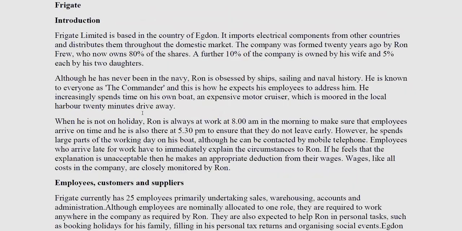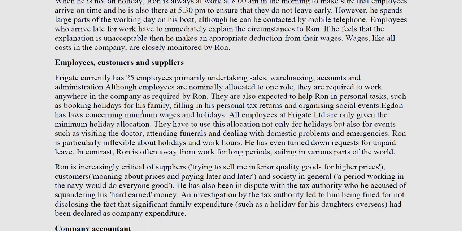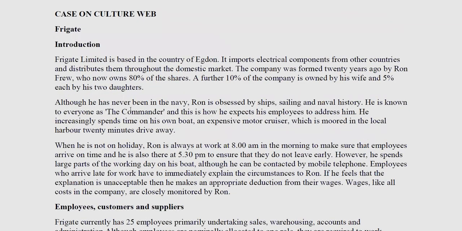So let's take a simple case and see if we can apply the culture web. Frigate Limited is based in the country of Egdon. It imports electrical components from other countries and distributes them throughout the domestic market. The company was formed 20 years ago by Ron Frew, who owns 80% of the shares. A further 10% is owned by his wife and each of his 2 daughters. So we can see organizational structure from here, which is more family-centered or family entrepreneurial.